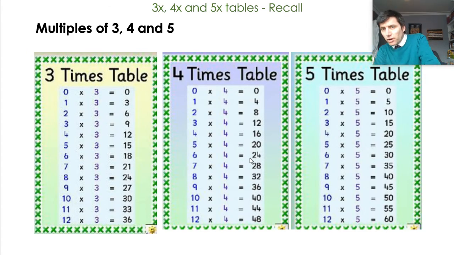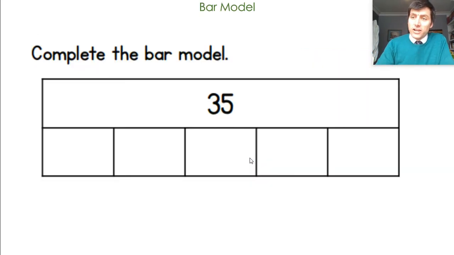So if we look on our 5 times table, I can see that something amount of 5s is 35. What's that? Yeah, Reuben, lovely job. 7 lots of 5. So 7 times 5 is 35. Therefore, I know that each of my sections is worth 7. I'll do 7 times 5 because I've got 1, 2, 3, 4, 5. So 7 plus 7 plus 7 plus 7 plus 7. 7 times 5 is 35.